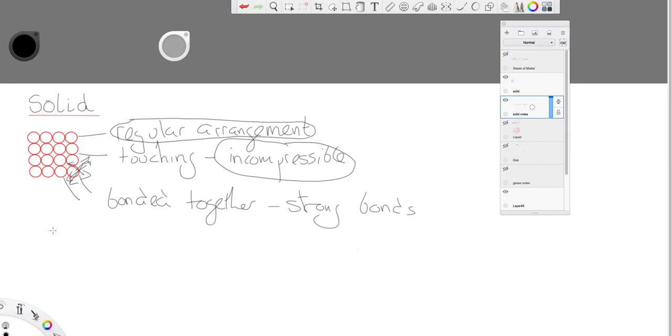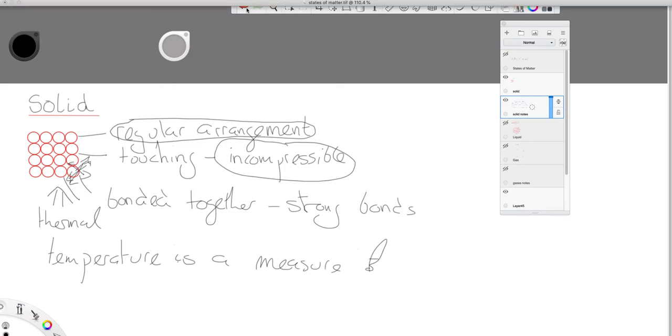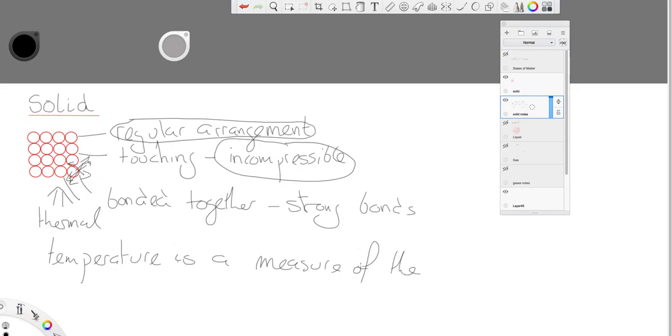Now, as you raise the temperature, as you supply thermal energy to your solid, those vibrations get faster because the temperature, which of course is going to rise when you supply thermal energy to your solid, is a measure of the average kinetic energy of the molecules or the atoms.